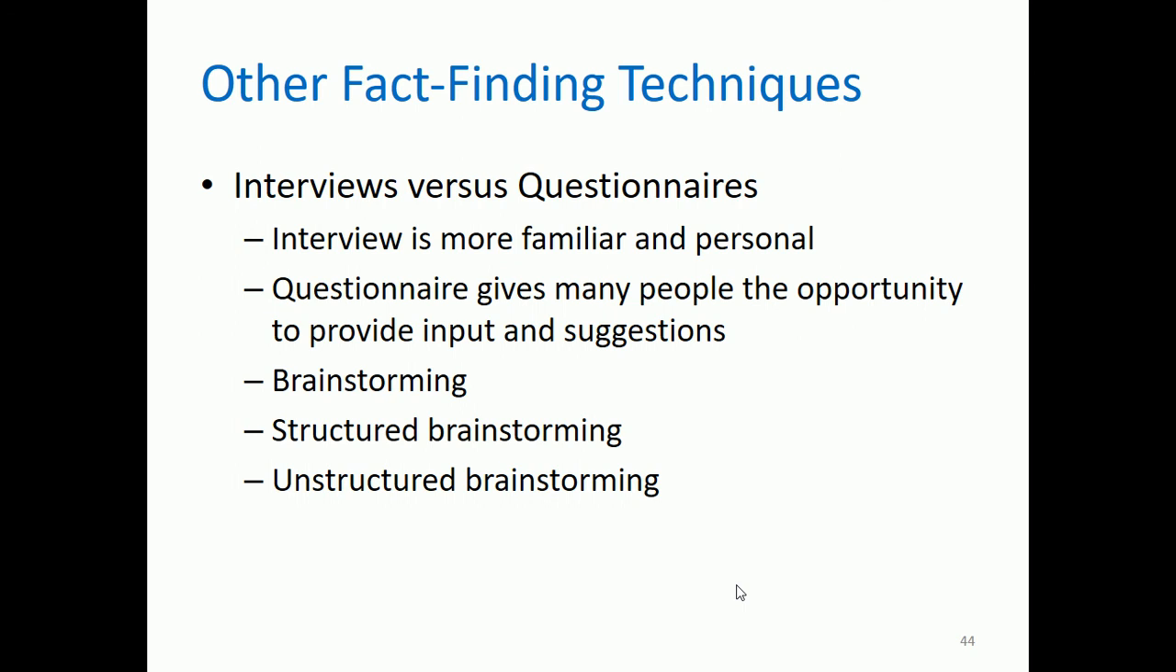And then we also have brainstorming. We have two types of brainstorming: structured and unstructured. For structured, for example, you're a group of 6 people. There is a question and then you are asked one by one in order. So that's structured brainstorming.